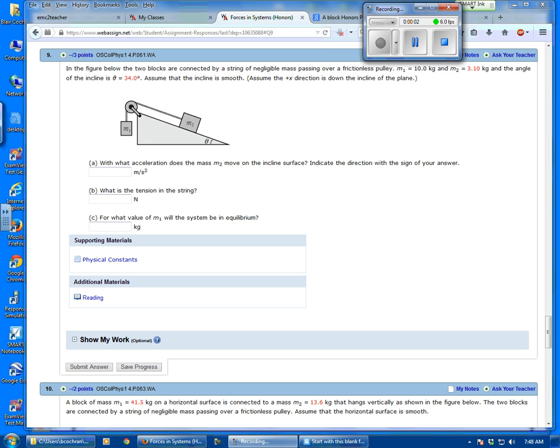All right, so problem number 9. We've got this modified Atwood machine, but it's inclined, and they want to know the acceleration, the tension, and then what does it mean in C when they say the system to be in equilibrium? What does that mean?